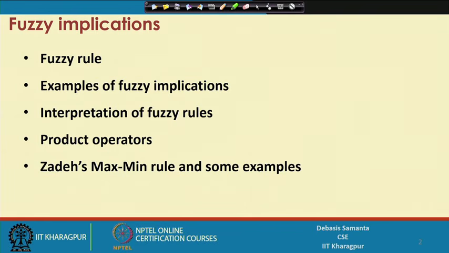So, today basically we will discuss fuzzy rules. This is another name for fuzzy implication, in fact. We will look at some examples, their interpretation, and then some operations by which the fuzzy implication can be computed. One operation which is extensively used in fuzzy system development is called the Mamdani Max-Min rule. We will discuss the Max-Min rule in detail, and we will illustrate the technique with some examples.